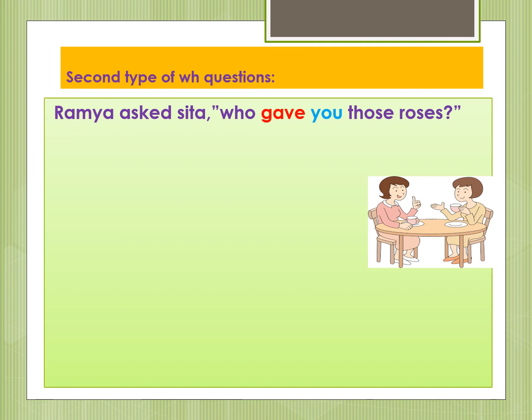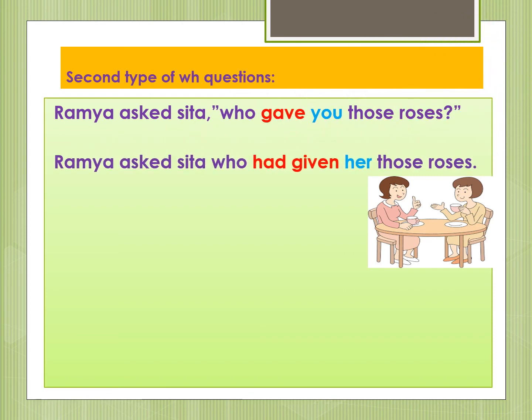See the question, "Who gave you those roses?" There is no auxiliary verb in the question, so this is a type 2 WH question. Now, let us see the indirect speech of this question. Ramya asked Sita who had given her those roses. Here, the idea of the speaker is conveyed, so it is in indirect speech.